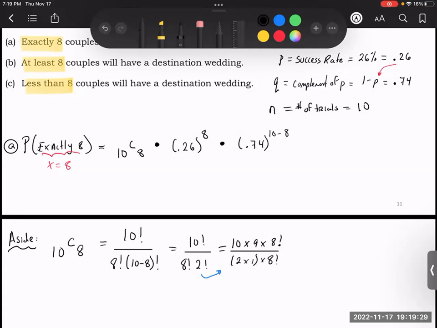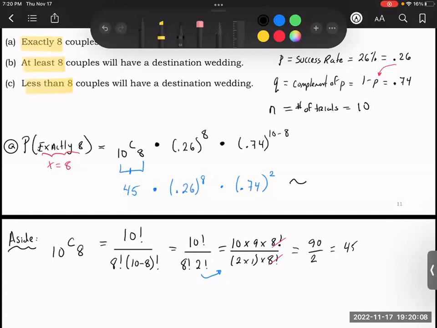Okay, so now we multiply things out. Good thing for us is that the 8 factorials are gone. What you're left with is 10 times 9, which is 90, and you're dividing it by 2. So what's 90 divided by 2? You get 45. So 10 choose 8 is going to be 45. I need to multiply that by 0.26 raised to the 8th power times 0.74 to the 2nd power.